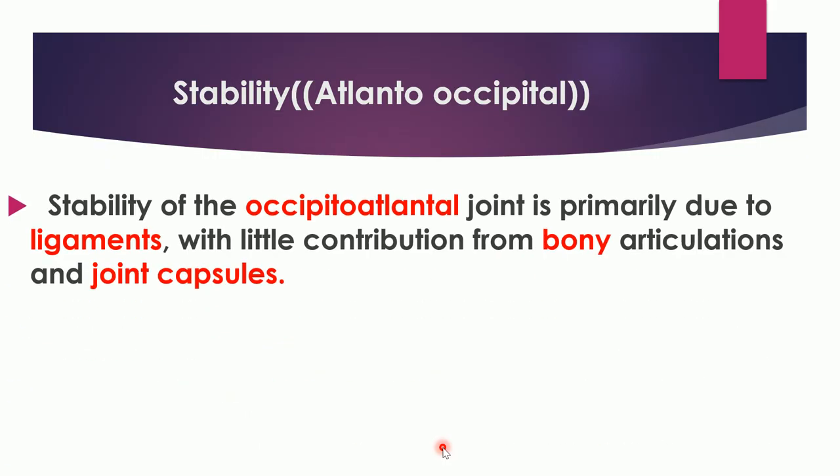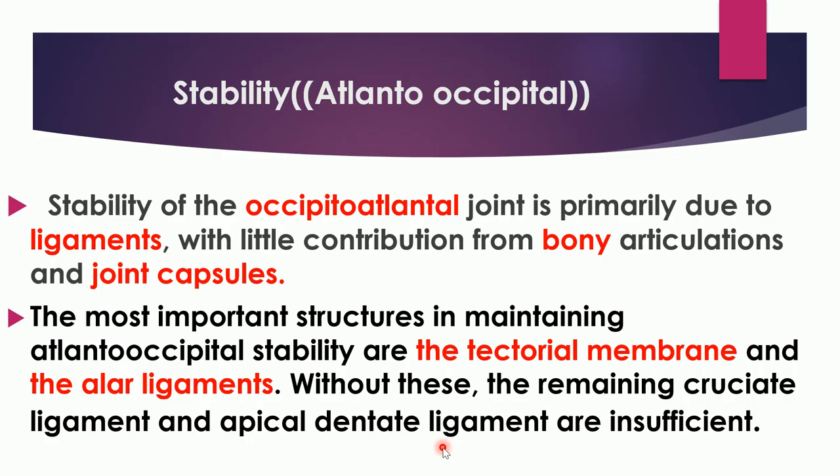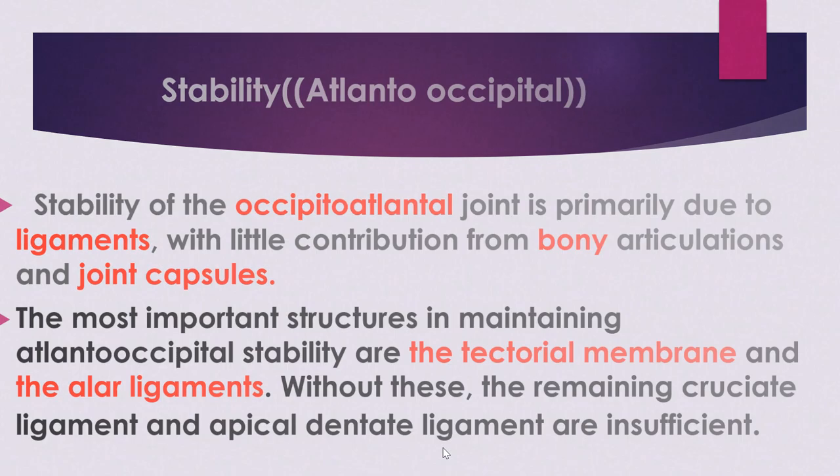Anatomy. The stability of the atlanto-occipital joint is primarily due to ligaments, and less involved are the bones and capsules. The most important ligaments involved are the tectorial membrane with both its superficial and deep parts, and the alar ligaments.